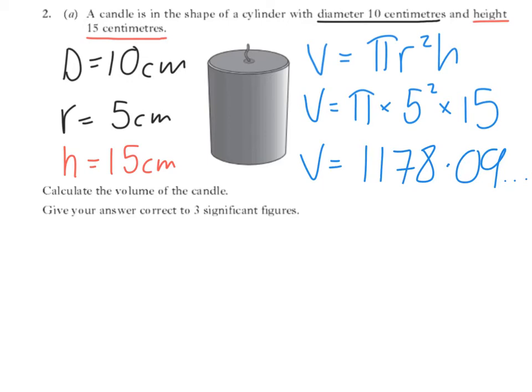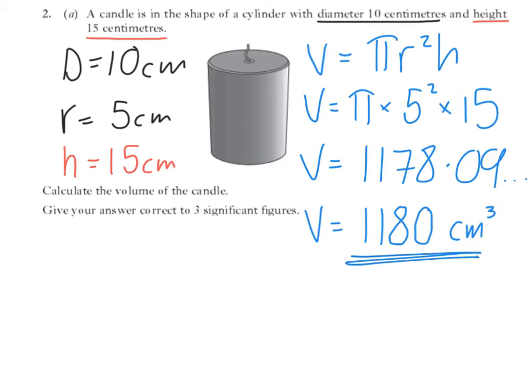The question asks us to give our answer to 3 significant figures. So if we round our volume to 3 significant figures, we get 1, 1, and then because the number beside the 7 is an 8, the 7 rounds up to become 8, and then we need a 0 in as a placeholder. That gives us our volume as 1180 cubic centimetres. That gives us our answer for part A. We can now take that on to part B.